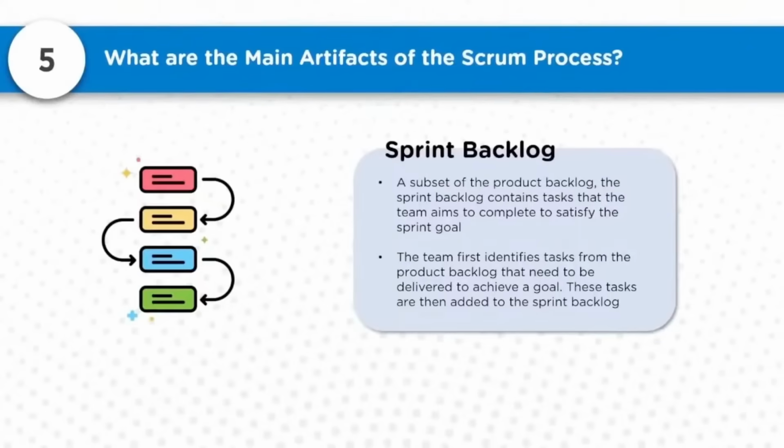The team first identifies tasks from the product backlog that need to be delivered to achieve a goal. These tasks are then added to the sprint backlog. So the team identifies tasks from the product backlog as per the priorities, the prioritized list in the product backlog is taken, put into the sprint backlog, and then those are delivered.